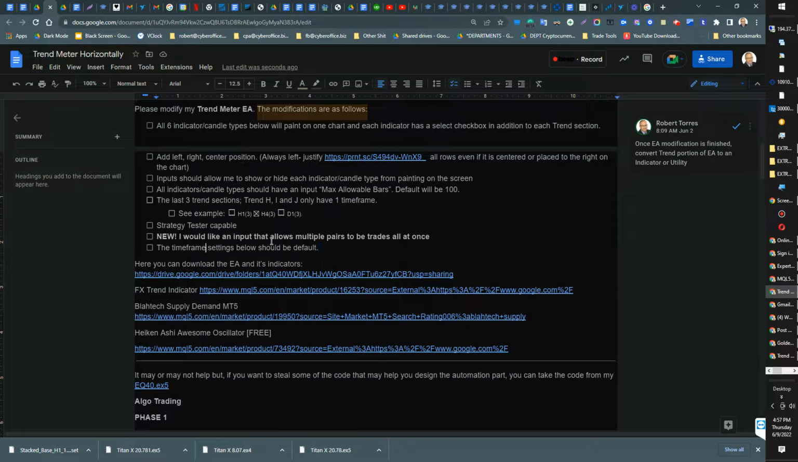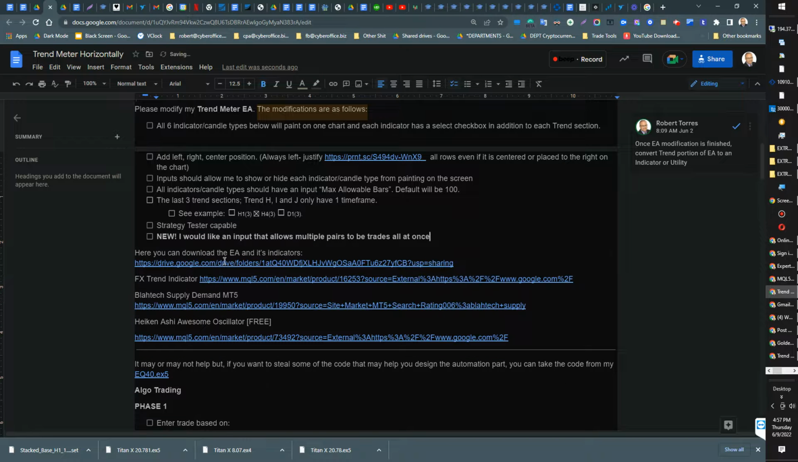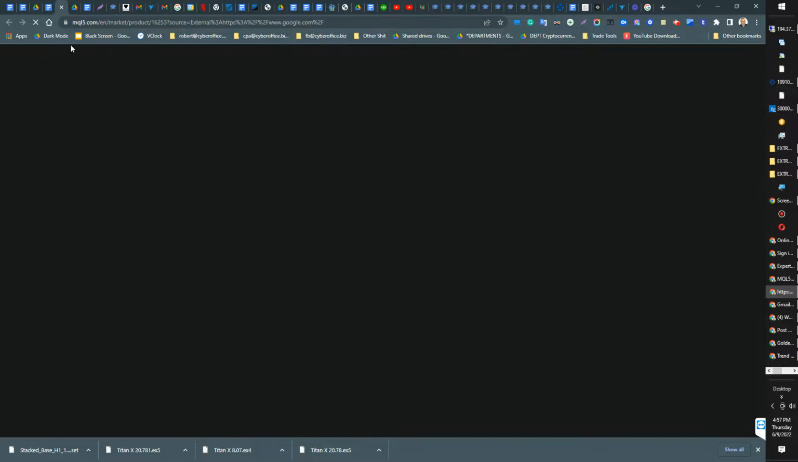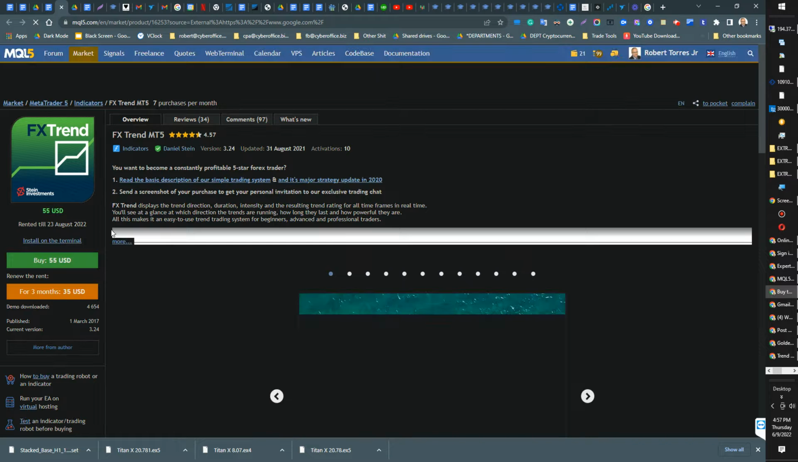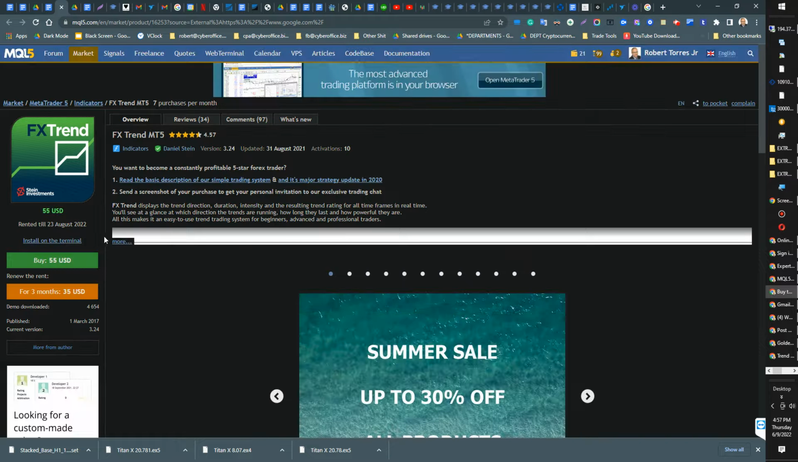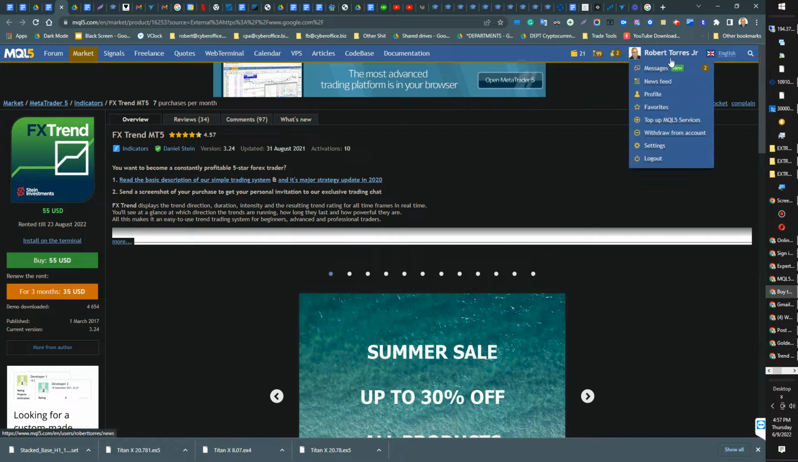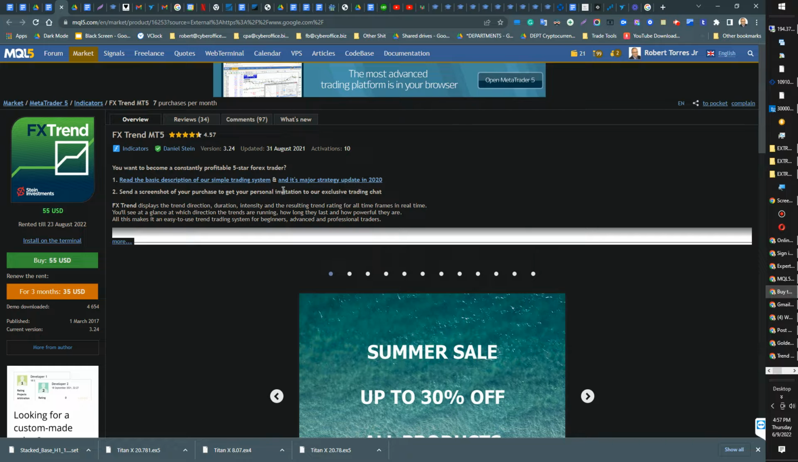Okay, so let's see. The time frame setting below should be default. That doesn't matter. Okay, there's the FX trend indicator. If it can be done, fine. If not, I wouldn't worry about it a whole lot. But it's here, and I can give it to you by logging into my MQL5. I have 10 activations, but I don't know if that can happen.